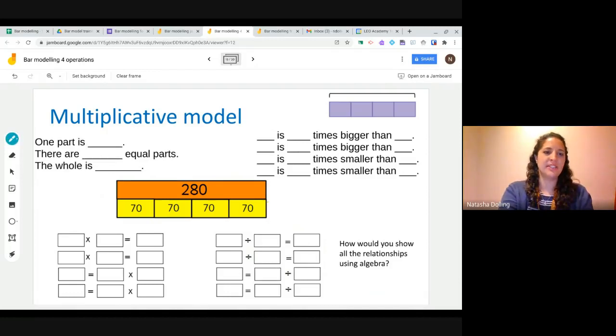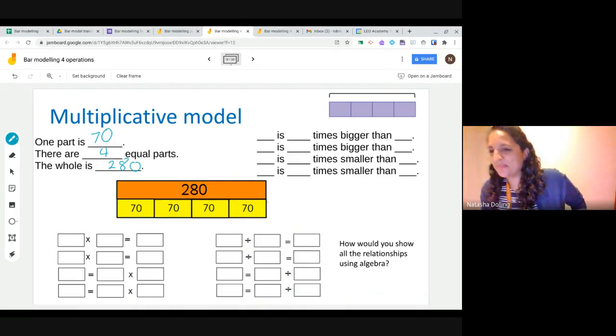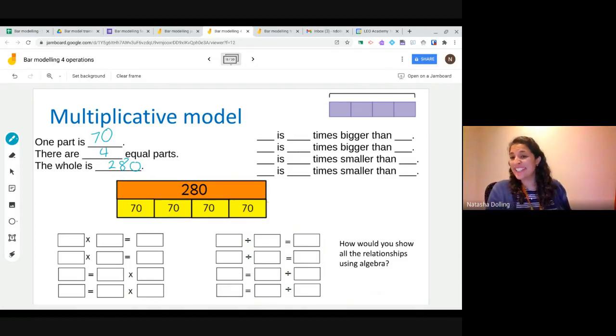And I'll start filling in our sentence scaffolds while you're writing your equations. One part is 70. There are 1, 2, 3, 4 equal parts because I've counted. And the whole is 280. So I've filled in that first one. You guys have a go at the different equations and tell me, although you probably already can tell, which ones are you going to find the trickiest? Because it's exactly what the children will find the trickiest. I'll give you guys another minute to do that.